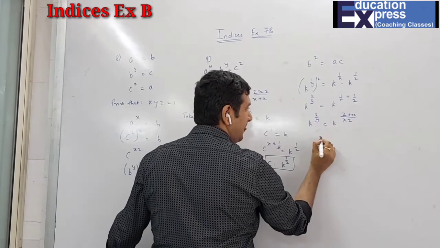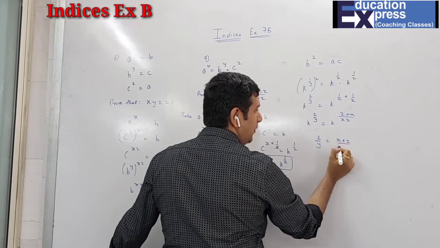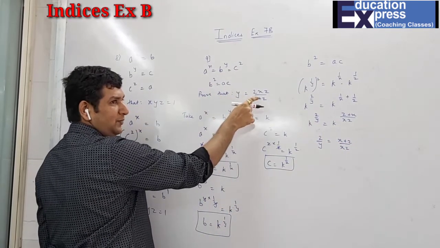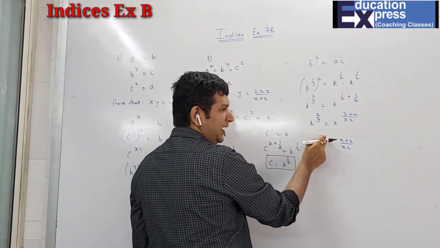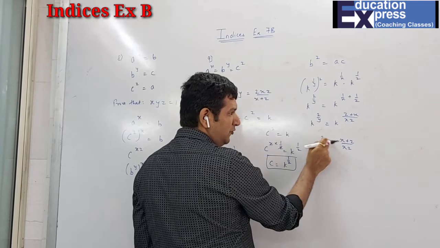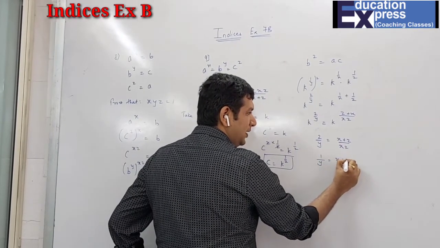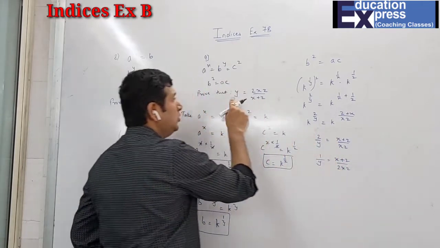Bases are same. 2 upon y equals x plus z upon xz. Now I want y equals to something. That means I do not want any number with y. So first this 2 I get on this side. So here it is a numerator. So obviously this will become 1 upon y equals to x plus z, and this 2 will come down as 2xz.